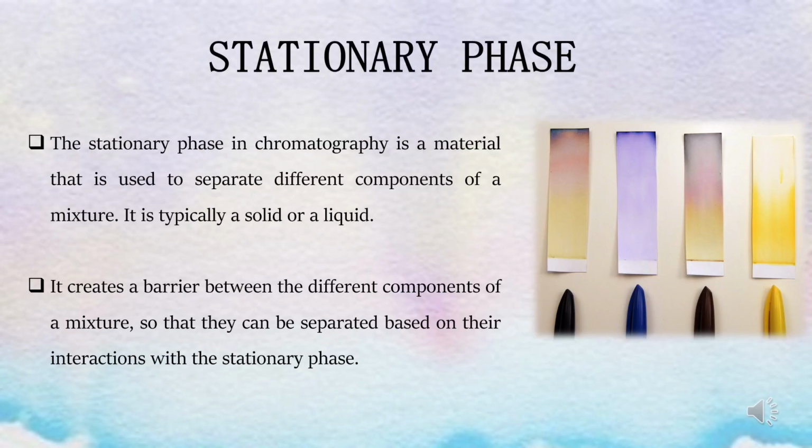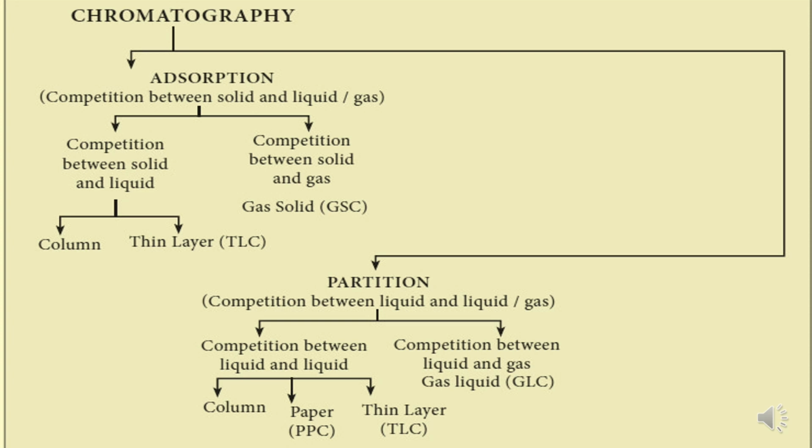The stationary phase. The stationary phase may be a column of adsorbent, a paper, a thin layer of adsorbent on a glass plate, etc., through which the mobile phase may move on. The mobile phase may be a liquid or a gas. The properties of stationary phase, such as its surface area, pore size, and charge, have a significant impact on the separation and analysis of the sample. By carefully selecting the stationary phase, researchers can control the conditions in the chromatography system and achieve specific separations. It creates a barrier between different components of a mixture, so they can be separated based on their interactions with the stationary phase.